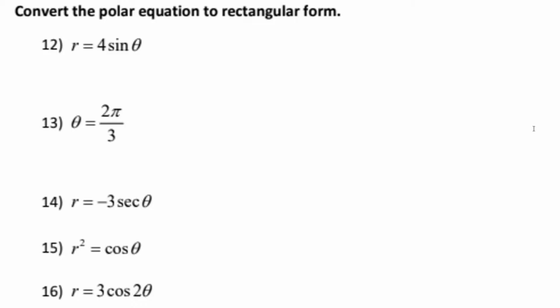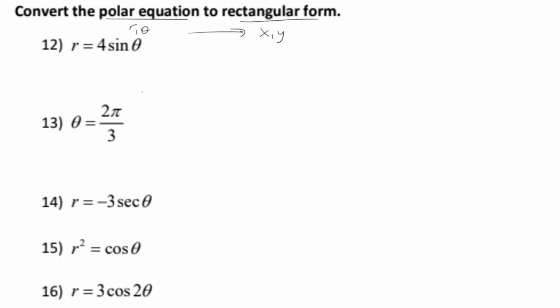We want to convert the polar equation to rectangular form. So right now, the polar is given by r and theta. Rectangular, we want to go to x and y. For most of these problems, we want to use the fact that x is equal to r cosine theta and y is equal to r sine theta.